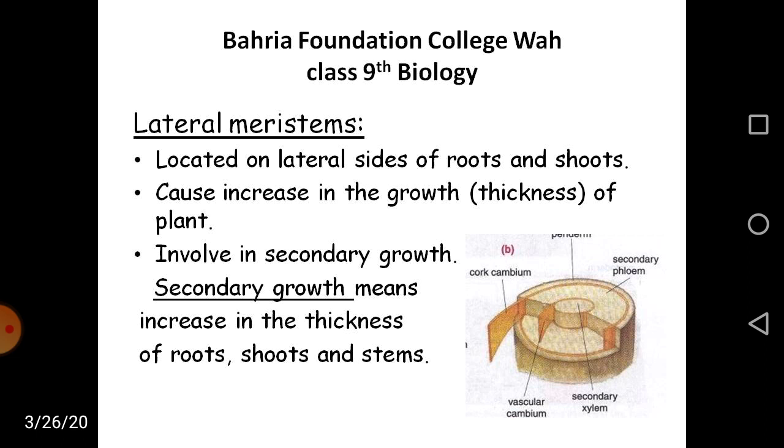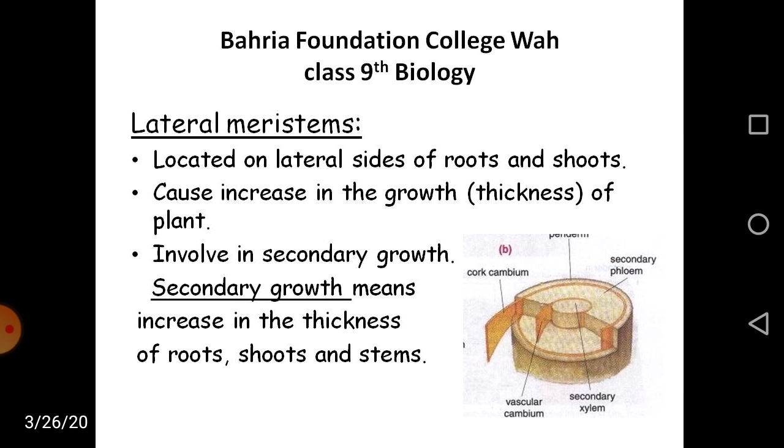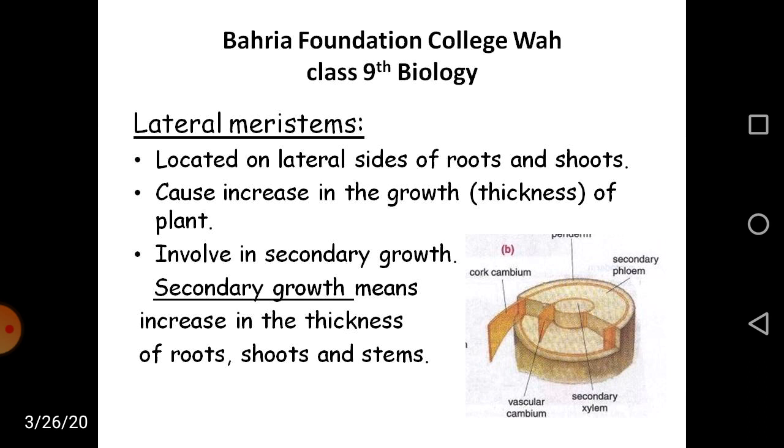When lateral meristem grows, it increases the thickness of the plant, and the increase in the thickness of the plant is called secondary growth. You must have observed that in newly grown or small plants, the thickness of the stem is not so much, but as the plant grows, its stem thickness increases. This is because of the growth of lateral meristem, and this increase in thickness is called secondary growth.